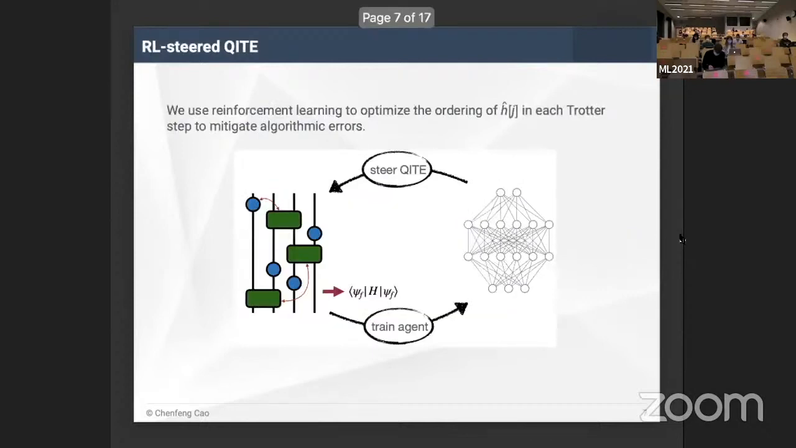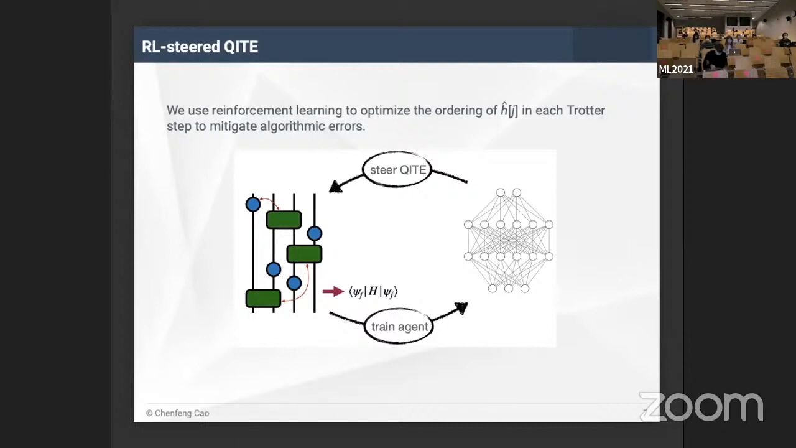And here, we use reinforcement learning to tackle this problem. In QIT, there are many steps we just mentioned. We apply some local terms one by one for n rounds. The trivial sequence is term A, term 1, term 2, term 3, etc. We do not alter the main idea of QIT, but we train a reinforcement learning agent to optimize this sequence.